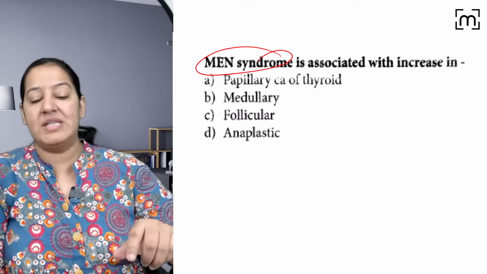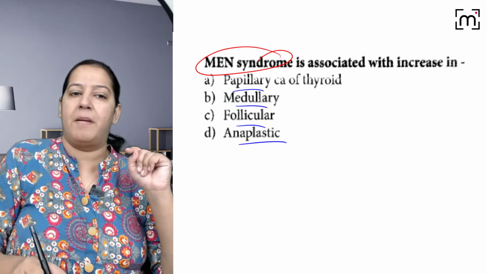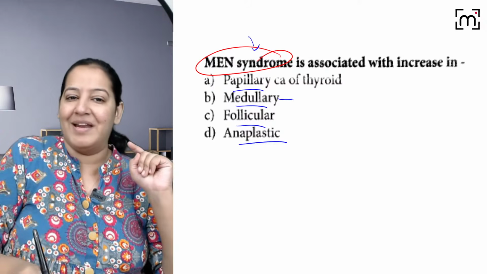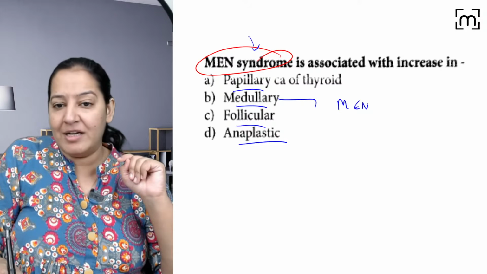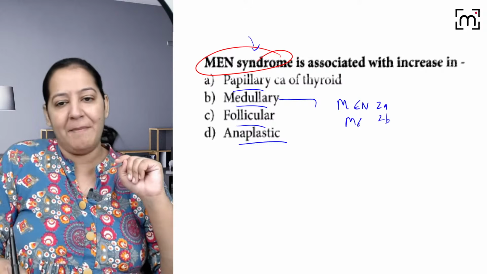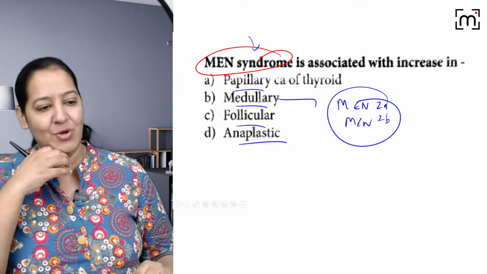MEN syndrome is associated with which tumor? Which thyroid tumor? Papillary, medullary, follicular or anaplastic? Of the four, which is associated with MEN? Of course, it's medullary. Medullary is associated with MEN2A and MEN2B, not with MEN1. The association with MEN2A and MEN2B is familial. So only medullary is familial. So you all are right.